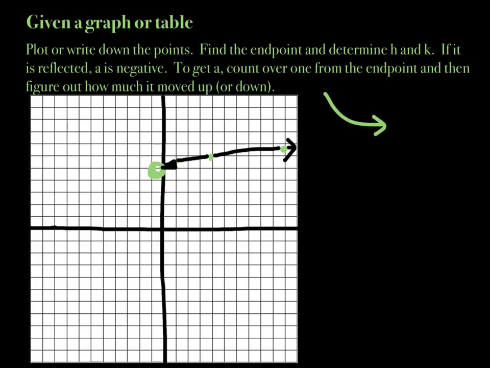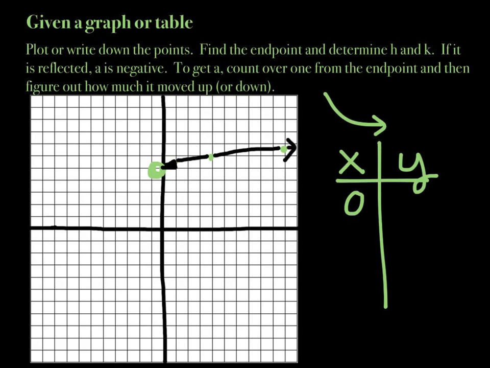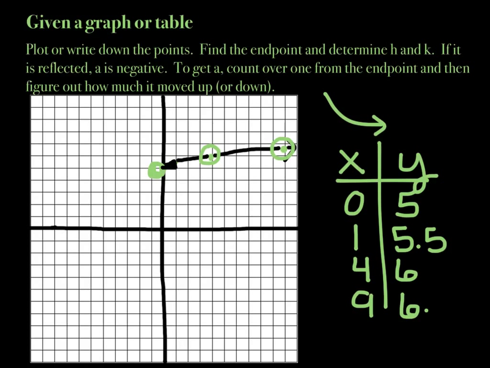So let's look at this one. We know, first let's make the table. I have a point here, it's at 0, 5. Sorry, I made it kind of messy, but that's where it is. And then your next point is at 1, and it's at 5.5. And then this green point here is at 4, 6. And this green point over here is at 9, and then it's at 6.5. So there's our table, 0, 5, 1, 5.5, 4, 6, and 9, 6.5.